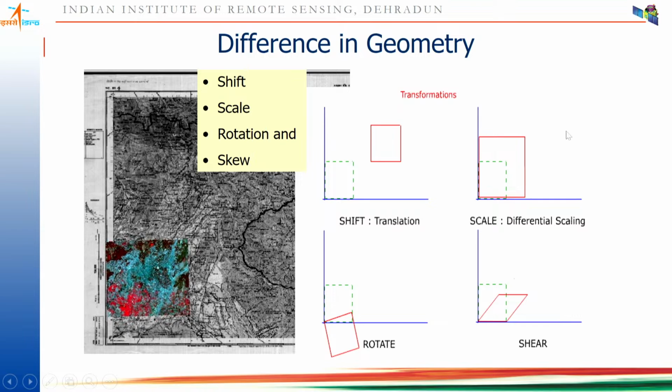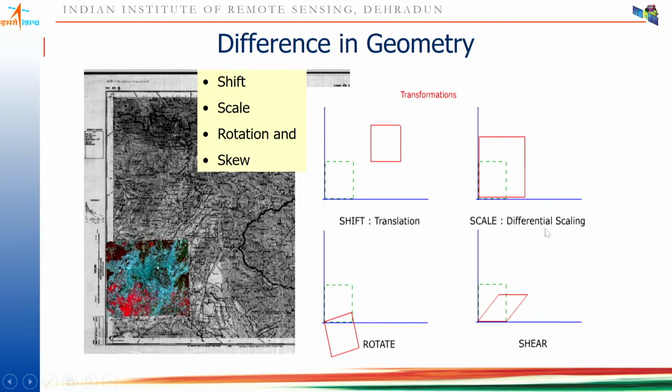The second difference in geometry between the image and the topo sheet is that I have to either expand the image to fit over the topo sheet, or compress the image to fit over the topo sheet. Third is rotation. The image may not lie perfectly horizontally. It has to be rotated by a certain angle to fit over the topo sheet. And the last one is due to the Earth rotation effect. That is, each line has to be pulled to the west, right? Due to the Earth rotation. So these are the four differences in geometry between the image and the topo sheet, even if your image does not have any geometric error.